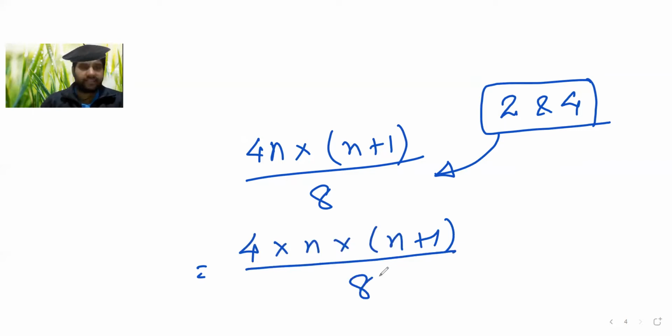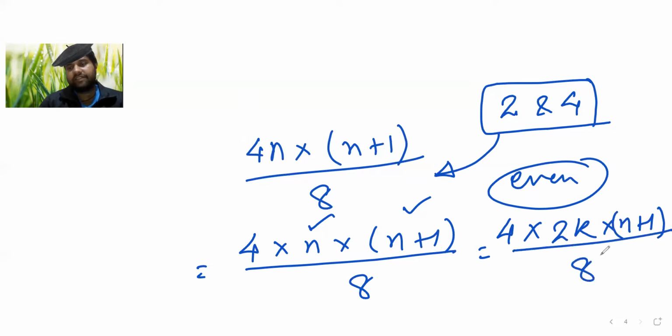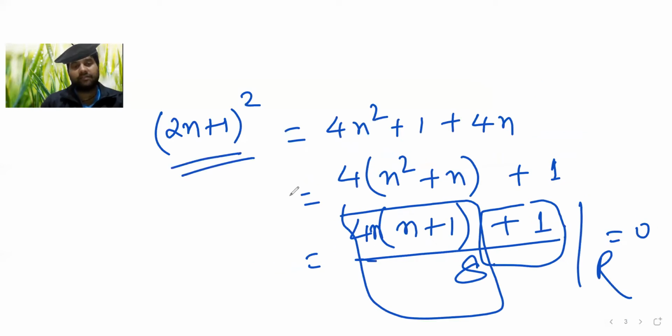Now all of us will agree that between n and n plus 1, there is one even number. Either n is an even number or n plus 1 is an even number. And if that is the case, say n is an even number, we can write it as 2k into n plus 1. And when you then divide it by 8, you see that it gets completely divisible. Therefore, we go on to prove that all the odd numbers of the form 2n plus 1, when squared and divided by 8, always leave 1 as a remainder.